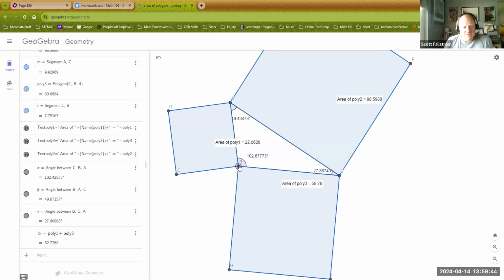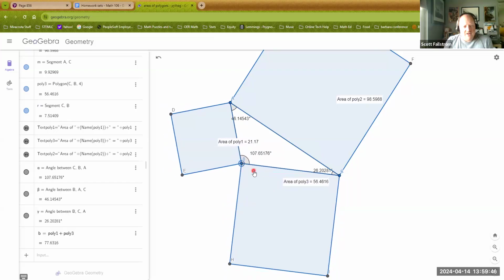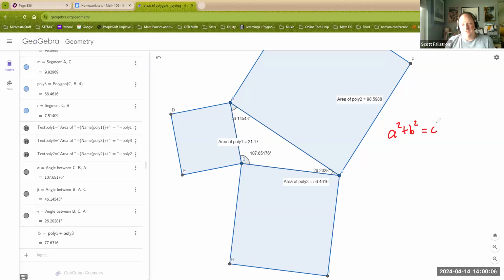Let me push B in to make this an obtuse triangle, right? Now, if I add these two together, it's actually less than the area of the big one. So a squared plus b squared is less than c squared, and that's when it's obtuse. And this does lead to a really handy idea. If you have a squared plus b squared and it equals c squared, then you know that you have a right triangle.